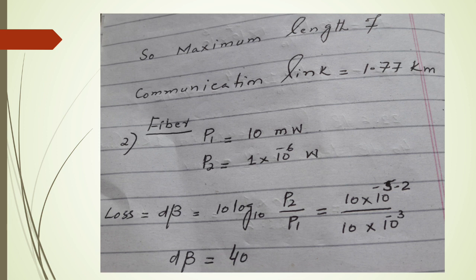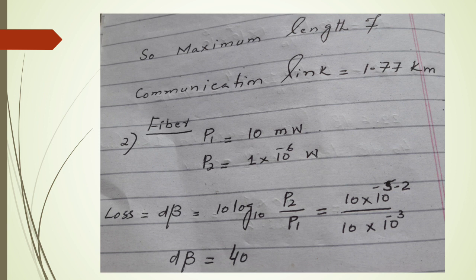Now we consider the second part of the question. If we use an optical fiber, if we replace the coaxial cable by an optical fiber, so the input power of the optical fiber is 10 milliwatt. The output power of the optical fiber is 1 into 10 raised to power minus 6. We calculate the total loss with the help of this equation, that is 10 log of P2 by P1. We put the value of P2, we put the value of P1.